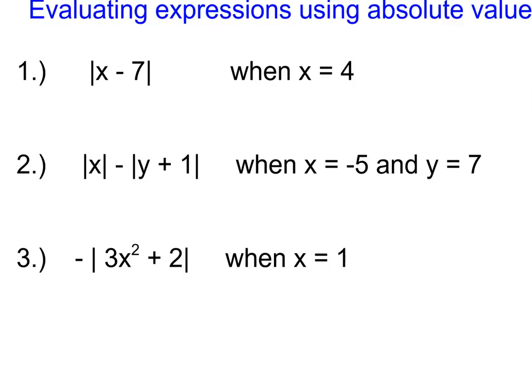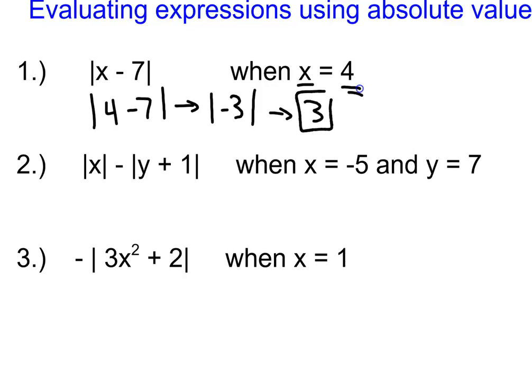Evaluating expressions. So here's where we need to do some substitution. Number 1 there, the absolute value of x minus 7 when x is equal to 4. In a problem like this, just go to your expression here and substitute 4 in for x. So we have the absolute value of 4 minus 7. This gives us the absolute value of -3, which gives us the question, how far is -3 away from 0? We say 3 units.